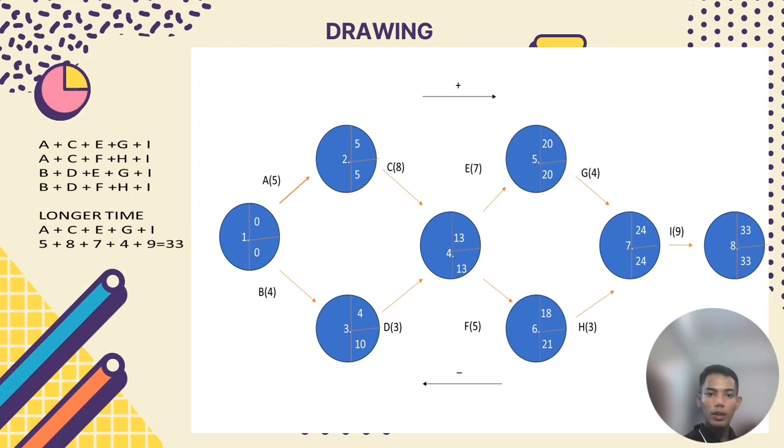Okay, for this number 4, based on the lower result, based on activity E and F. The way to find the lower number: 20 minus 7 you get 13, and 21 minus 5 you get 16. Okay, so the lower number for activity number 4 is 13. Okay, next, 13 minus 3 you get 10.